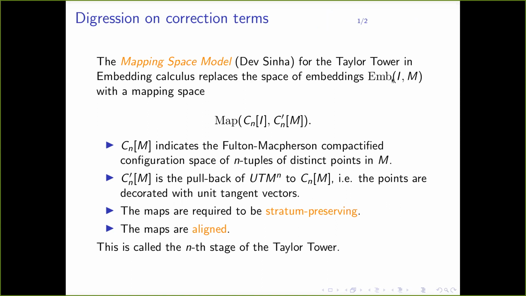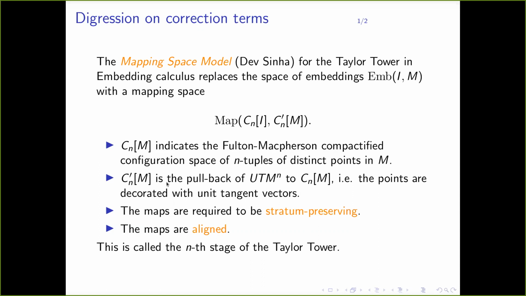What you do is you replace the space of embeddings of an interval in a manifold with a space of mappings of a compactified configuration space of the interval to a compactified configuration space of the target manifold, and the configurations are allowed to have unit tangent vectors. So Cn is this Fulton-MacPherson compactified configuration space of distinct n-tuples in the manifold M. The Cn prime is the pullback of the unit tangent bundle to the nth power.